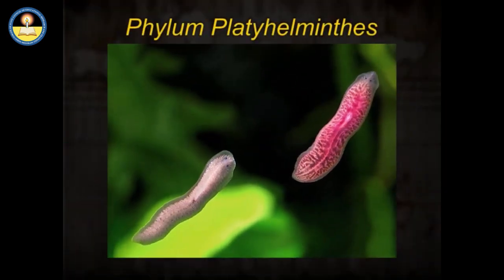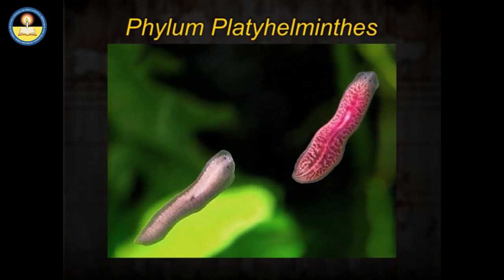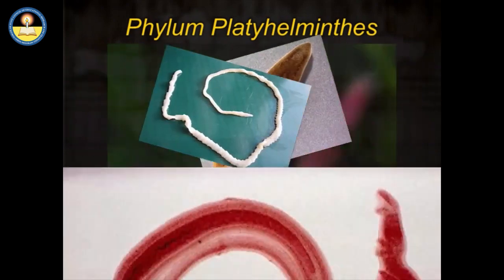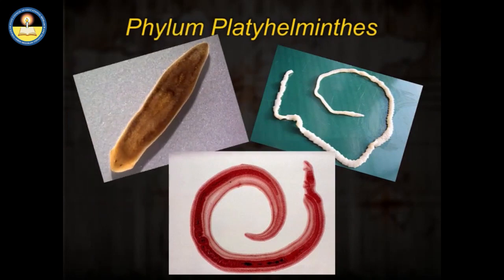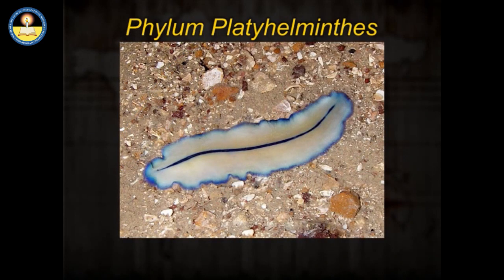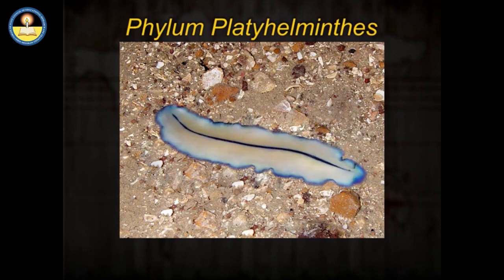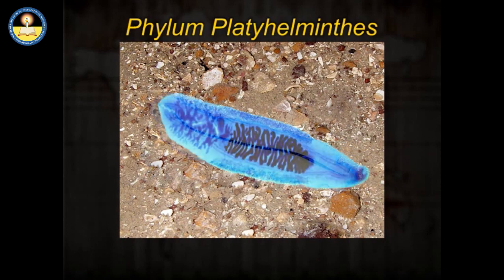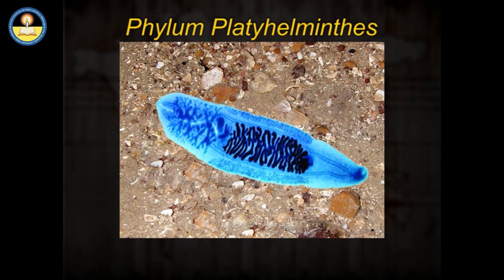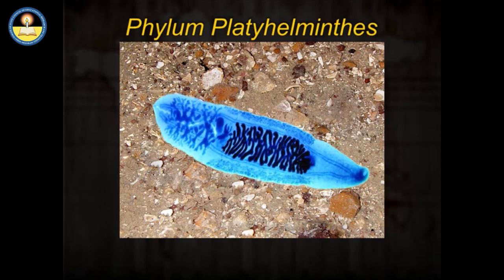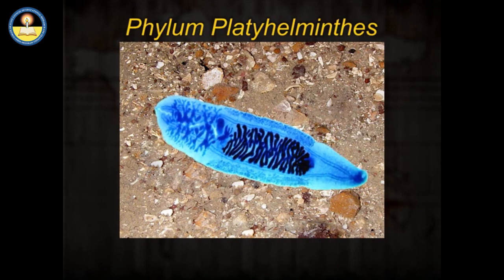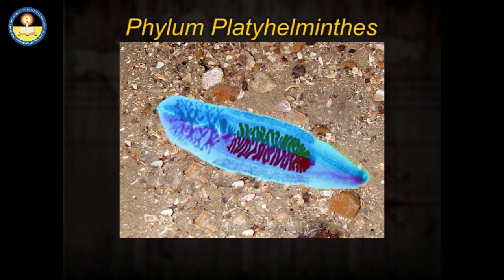Phylum Platyhelminthes. The platyhelminthes include free-living flatworms like the planarians and the parasitic tapeworms and flukes. The term flatworm refers to the fact that the body is dorso-ventrally flattened. Flatworms are the first organisms to have tissues organized into organs and the first to demonstrate bilateral symmetry.